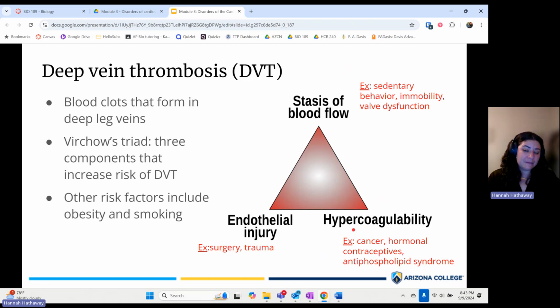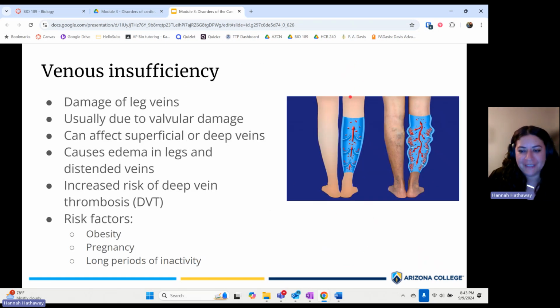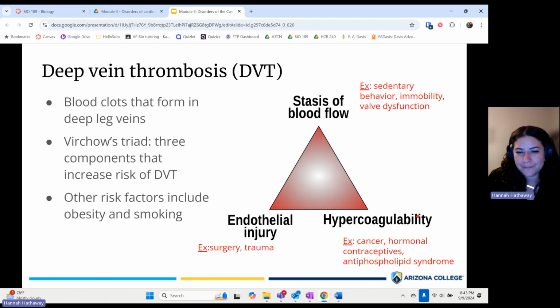So let's talk about deep vein thrombosis, or a DVT for short. Thrombo is the prefix for platelet. So a deep vein thrombosis is a blood clot that forms in the deep veins, specifically the deep veins of the legs, because the blood in the legs has to fight against gravity the most, and so it is most prone to blood pooling. So it's most prone to this specific type of blood clot.